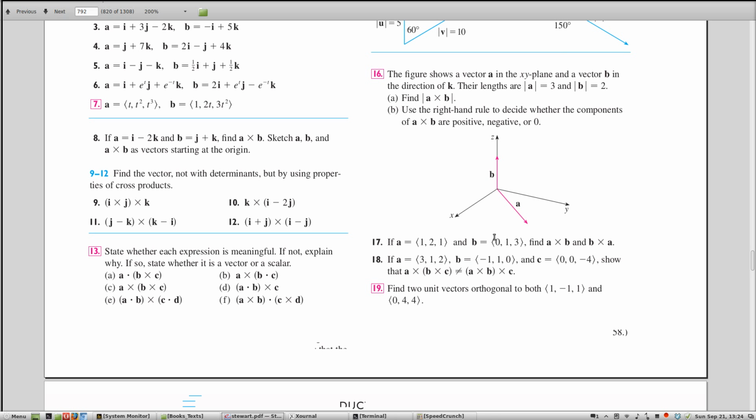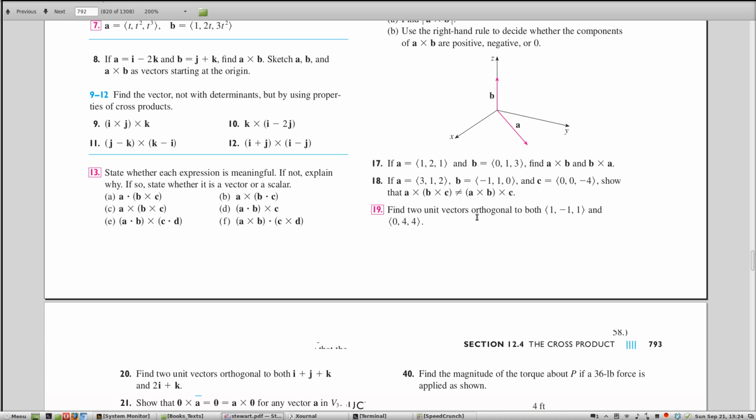This is just a dumb computation exercise. Find 2 unit vectors orthogonal to both of these. So what do you do? You take their cross product, right? And then you normalize it, and it'll be plus or minus that.